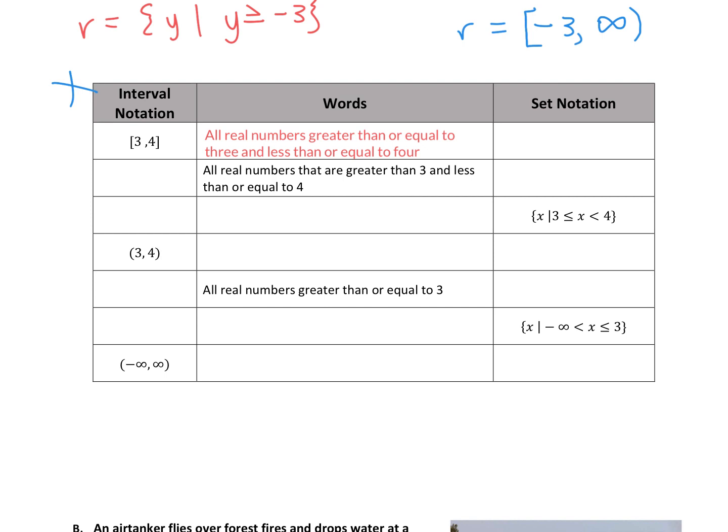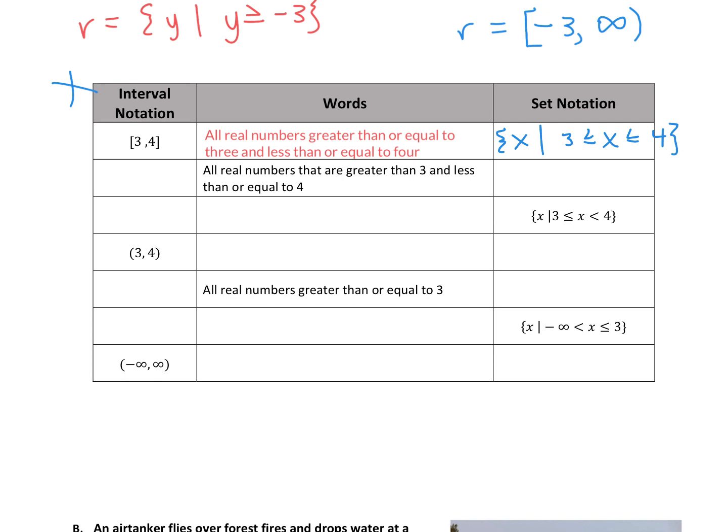Okay, the set notation starts out with a bracket. There we go. So it's a set of all x such that, now if it's everything from 3 to 4, we're going to say 3 is our minimum, less than or equal to, because we include the 3, x, which is less than or equal to 4, and that's our interval notation. Your x is everything between 3 and 4, including the 3 and 4.